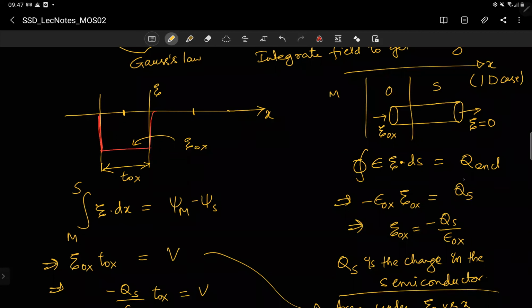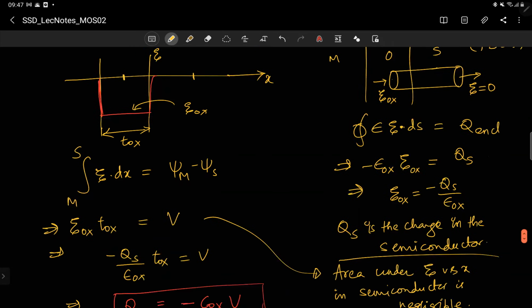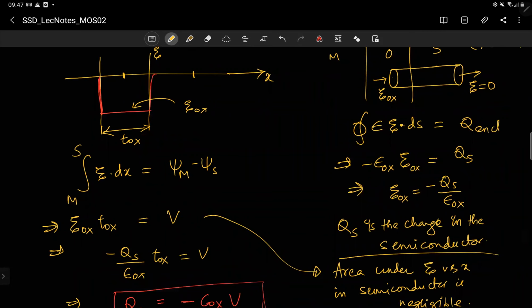Why enclosed charge in the semiconductor? Because there is no charge in the oxide. The two regions are there, oxide and semiconductor, and what you have to put is just the semiconductor charge. That's all. So you have related the electric field to charge.